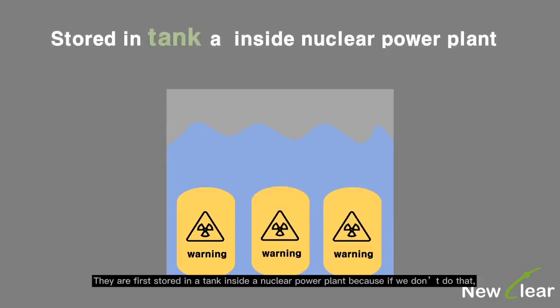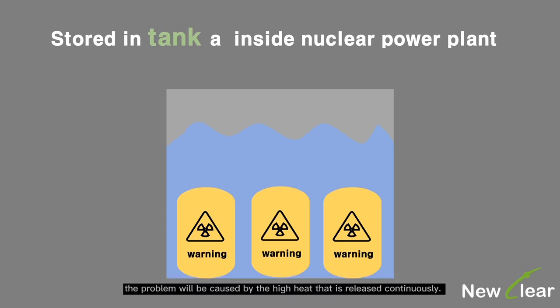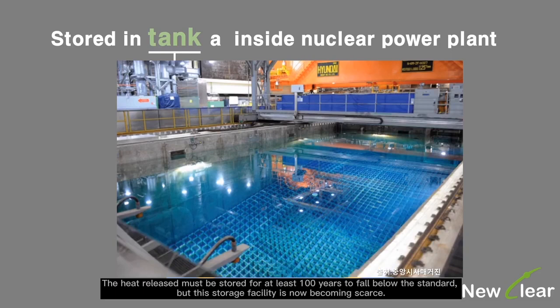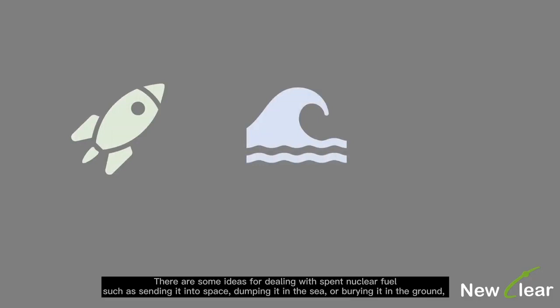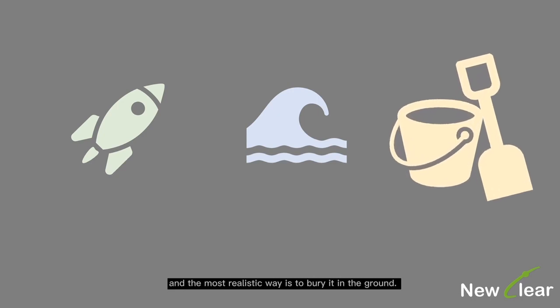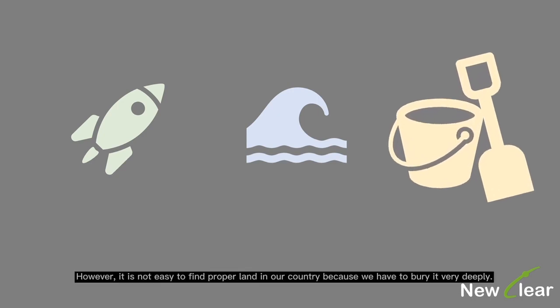They are first stored in a tank inside a nuclear power plant because if we don't do that, problems will be caused by the high heat that is released continuously. The heat released must be stored for at least 100 years to fall below the standard, but this storage facility is now becoming scarce. So, how should we deal with them? There are some ideas for dealing with spent nuclear fuel, such as sending it into space, dumping it in the sea, or burying it in the ground, and the most realistic way is to bury it in the ground. However, it is not easy to find proper land in our country because we have to bury it very deeply.